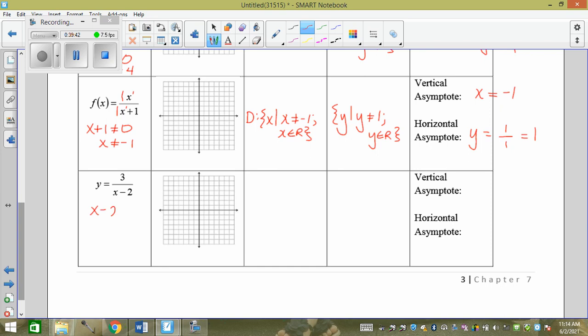This one, I take x minus 2 cannot equal 0. X cannot equal 2. My vertical asymptote is x equals 2. What's my horizontal? Y equals 0 because there's no variable in the numerator. The numerator is a smaller degree than the denominator. This one would be degree 0, this would be degree 1. So it's y equals 0 every single time. Domain: x such that x cannot equal 2, x is a real number. Range: y such that y cannot equal 0.